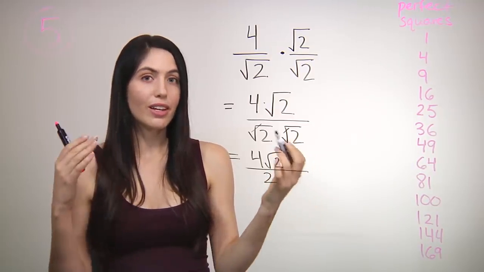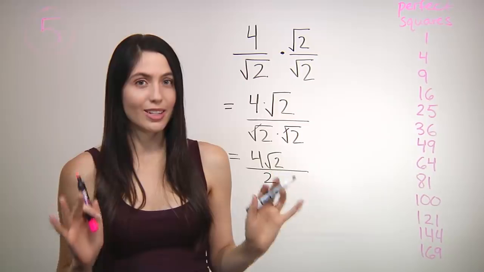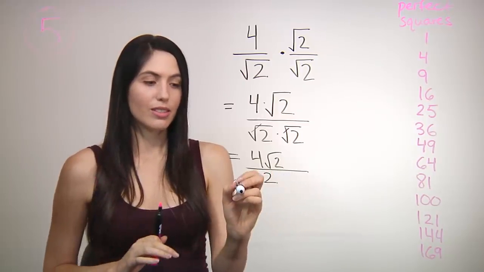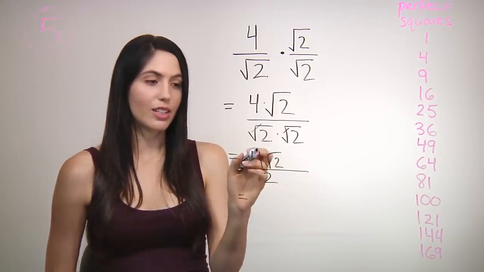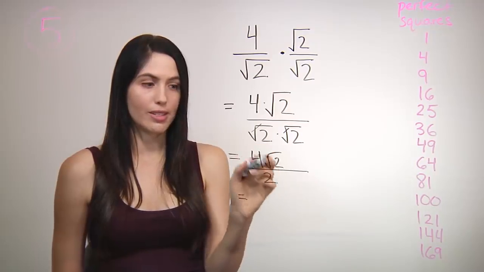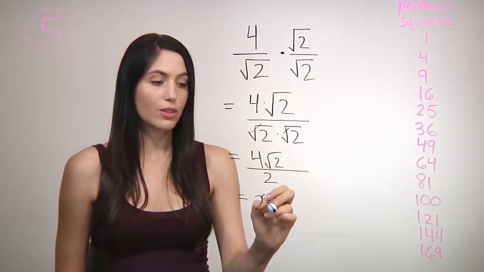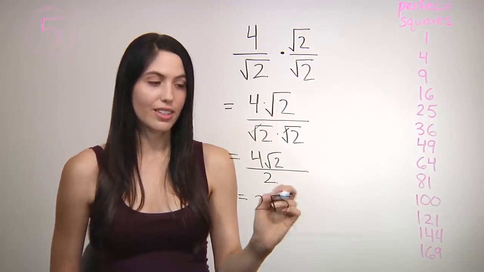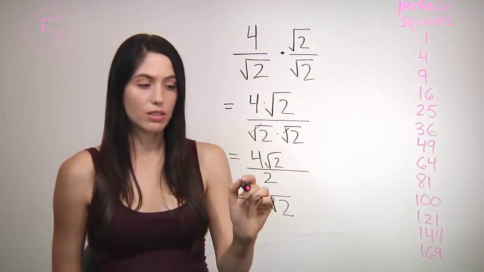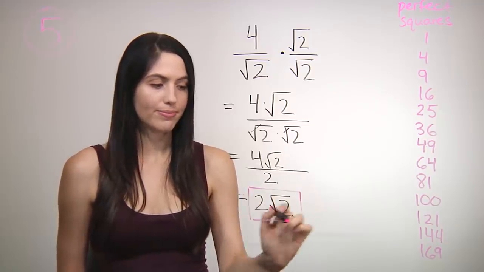Ask yourself now, is there anything else I can do to simplify this? Actually, yeah, you can do 4 divided by 2. You can simplify the constants out front. So you have 2 root 2. And that's your final simplest form.